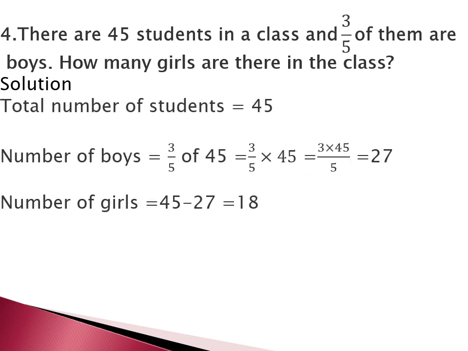Total number of students equals 45. What is the next step? The number of boys is to be calculated. So what is given? 3/5 of 45. That means 3/5 into 45, which is equal to 27. So 27 boys are there in the class. Then the remaining children are girls only. So the number of girls is equal to 45 minus 27, which is equal to 18. So again we have used the "of" rule here. Of means multiplication, and the remaining is asked, so we have done the subtraction. Simple question only.